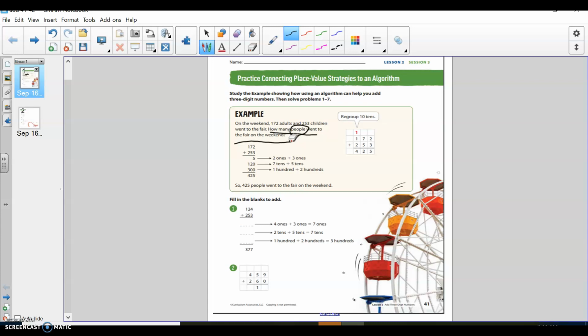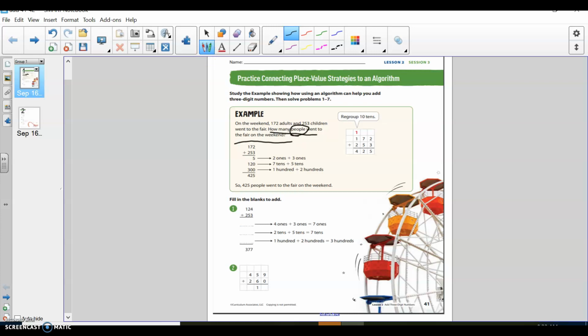I am going to take my group of 10 tens and move them to the hundreds place. 10 tens is equal to 100. I am left with 2 tens that stay in my tens spot. 100 that I regrouped plus 100 plus 200 is equal to 400, and with my 25, 425. So once again, 425 people went to the fair.